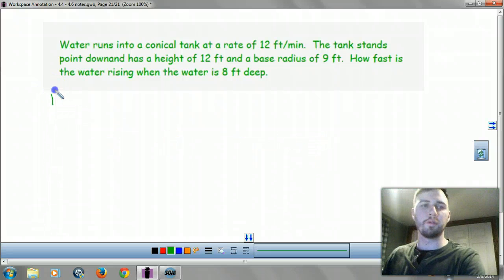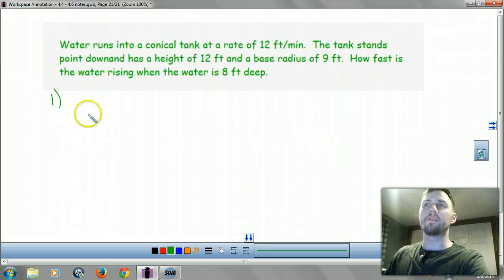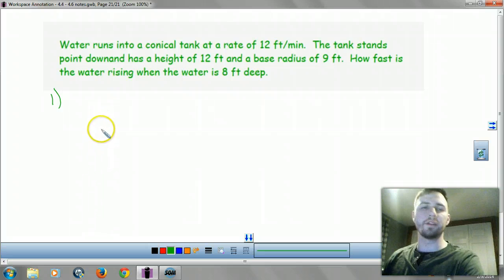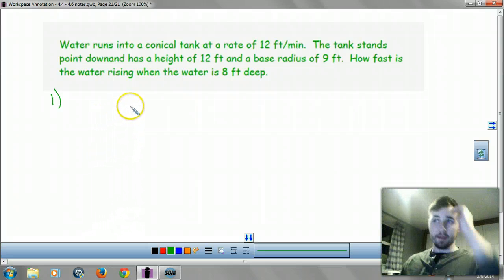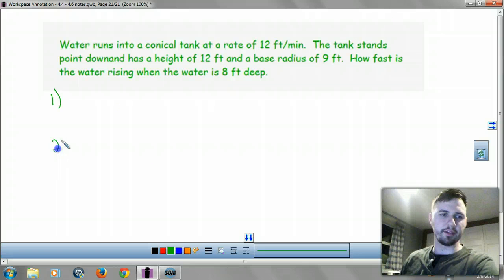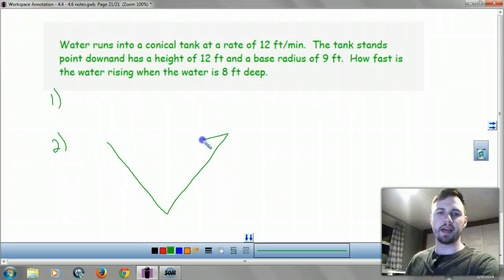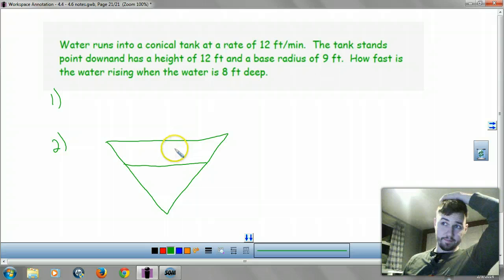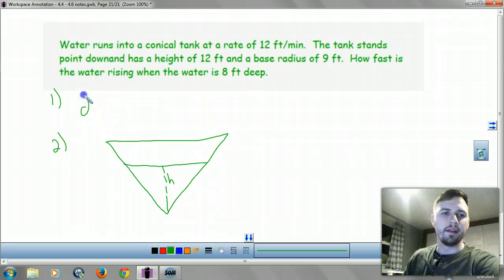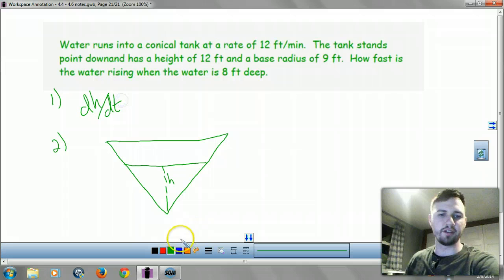So, number one, what are we looking for? We're looking for how fast the water is rising, right? So I'm going to draw my picture. It's a cone, conical. There's some water in it, right? And we're looking at the height of the water, the rate at which the height of the water is changing.